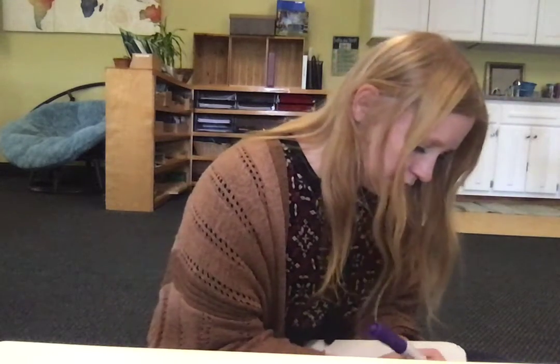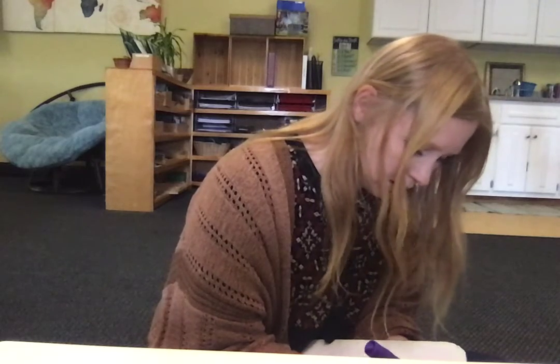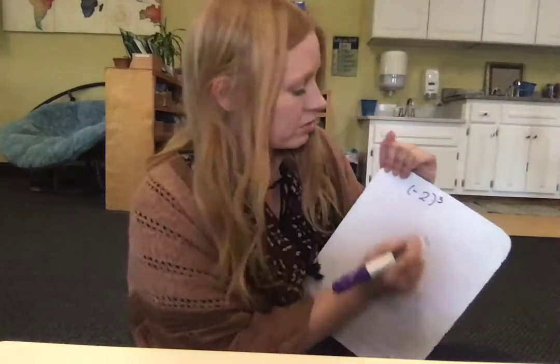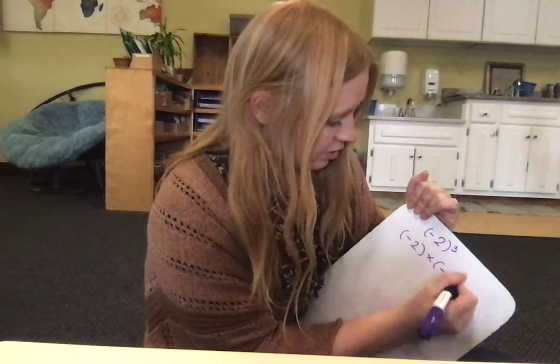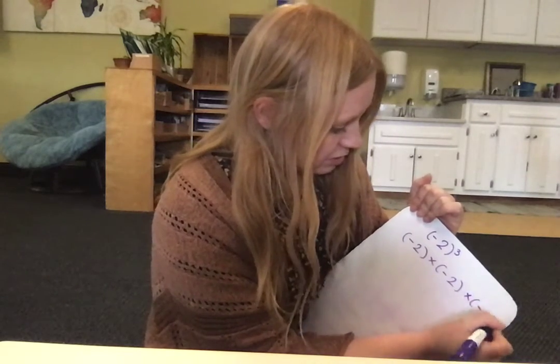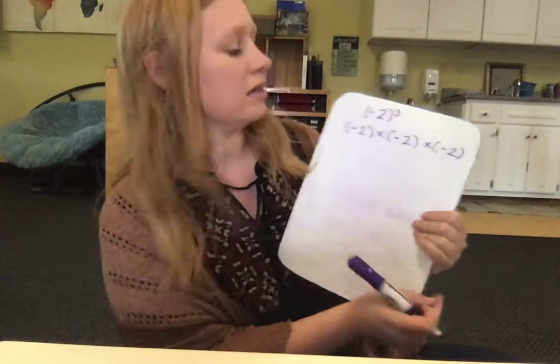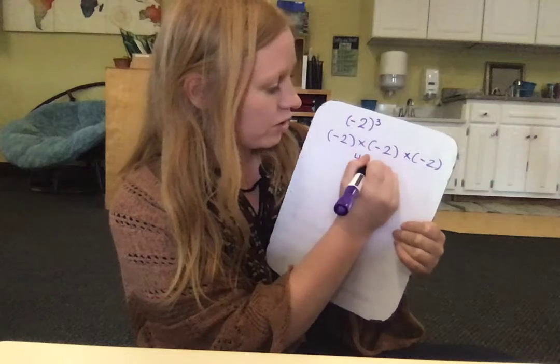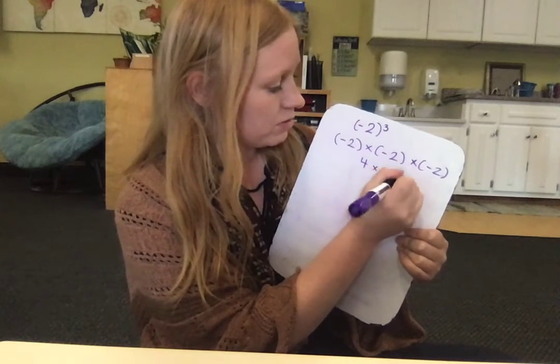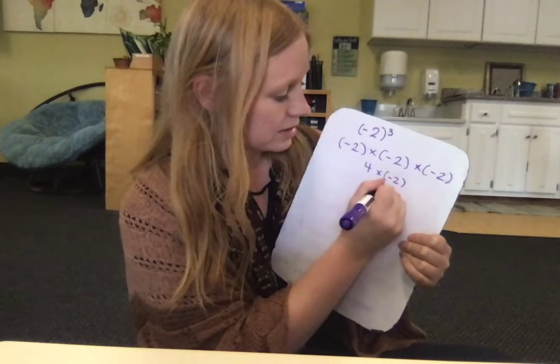Looking at number 3, it's going to also give us a negative times a negative times a negative, which we know is going to give us a negative at the end. Negative 2 times negative 2 is positive 4 times negative 2 is going to give us negative 8.